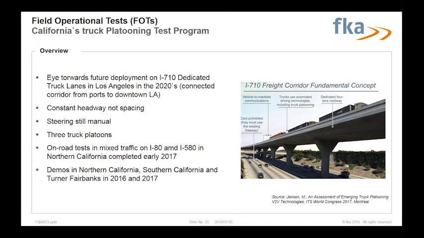And here's just one example of a project from Caltrans, where they think about a dedicated truck lane in Los Angeles in 2020 to connect a corridor from the ports to downtown LA. And they would like to allow platoons on these lanes, and to show the effects a little bit, they already did demos in Northern California and Southern California, and Turner-Fairbank in 2016 and 2017.